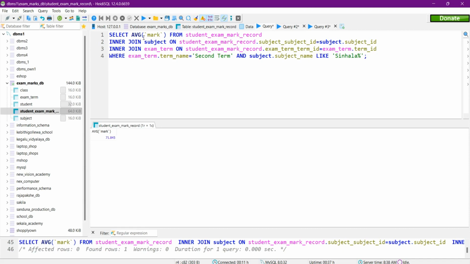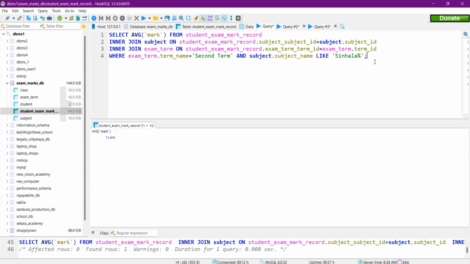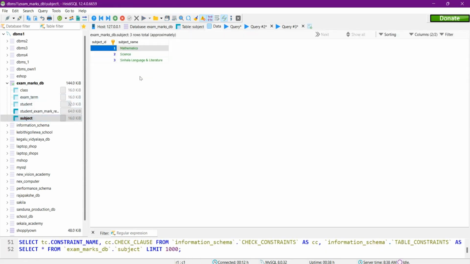When we look at the query, it is the same as the first question, but the only difference is in the final row. That means the conditions that we put in the first question and the second question are different. We have said that the term name should be second term and the subject name should be Sinhala. When we look at the subject table, you can see we haven't given any subject name as just Sinhala. We have it as Sinhala language and literature.